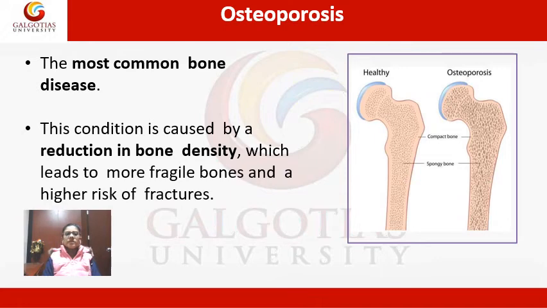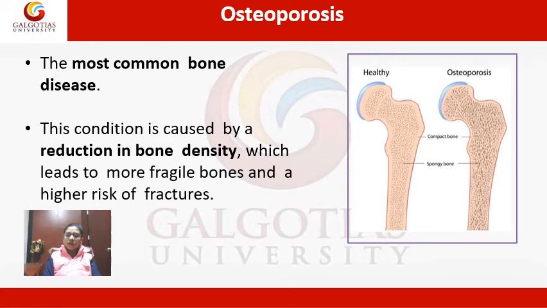The next disease is osteoporosis. Here you can see a diagram comparing healthy and osteoporotic bone. The healthy bone has the normal cartilaginous support at its base, normal healthy tissue in between, and the bone is normal in its shape and size. Whereas in osteoporotic bone, you can see the bone is spongy.